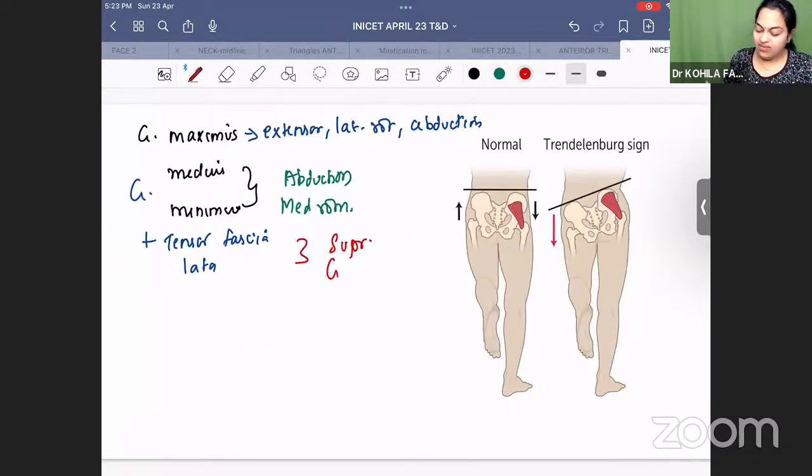Superior gluteal nerve innervates these three muscles: gluteus medius, minimus, and tensor fascia lata. The inferior gluteal nerve goes to innervate the gluteus maximus muscle.